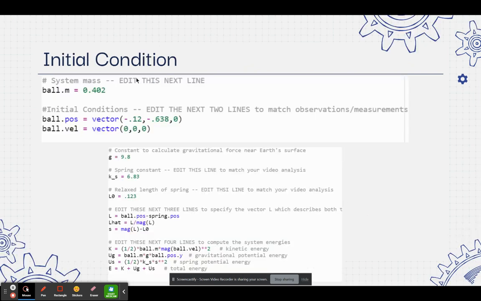And these are initial conditions in the code, where the mass, in this it says ball, but the mass is 0.402 kilograms. This is the initial position, gravitational constant, the spring constant, which was given in the pre-lecture, as well as the relaxed length.